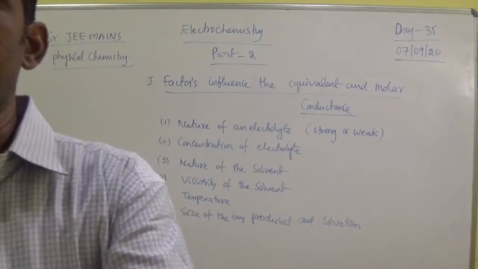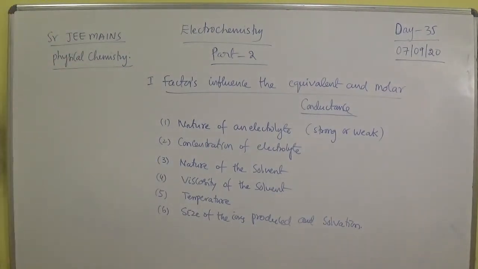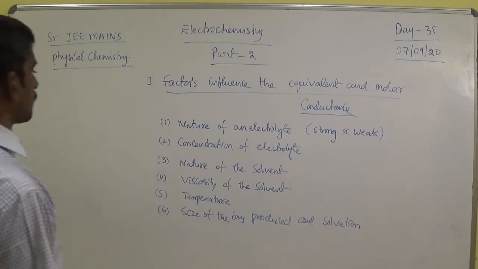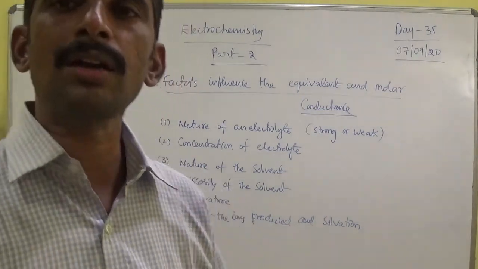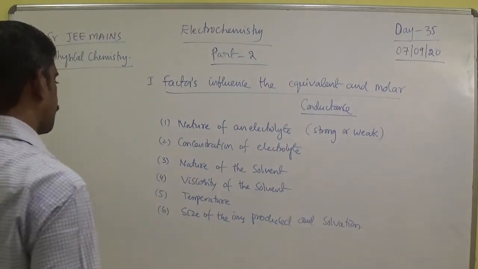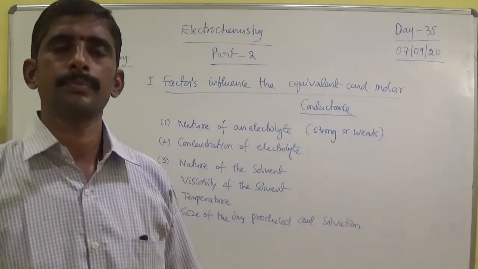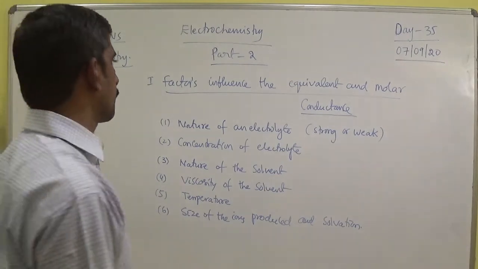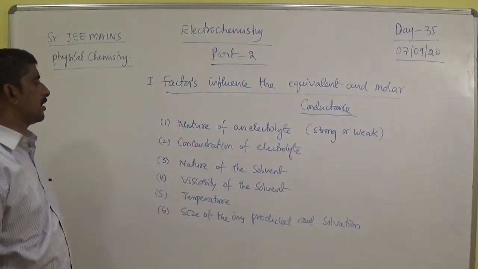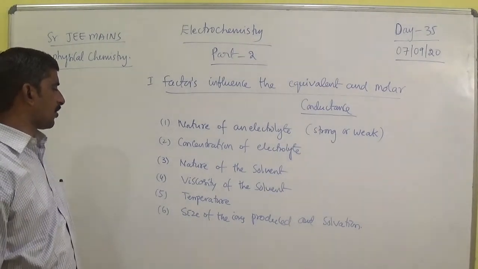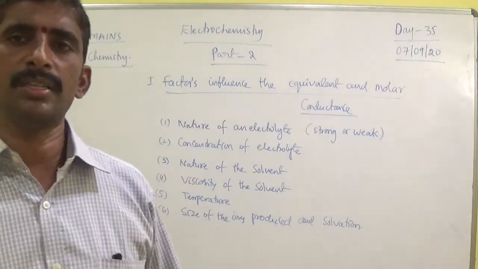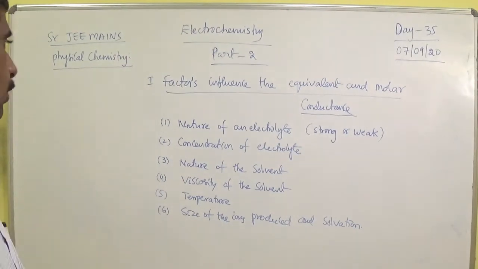So these are the factors influencing the equivalent conductance and molar conductance: nature of the electrolyte, strong or weak; concentration of the electrolyte; nature of the solvent; viscosity of the solvent; temperature; and size of the ions produced and solvation. These are the 6 factors. Okay, next.